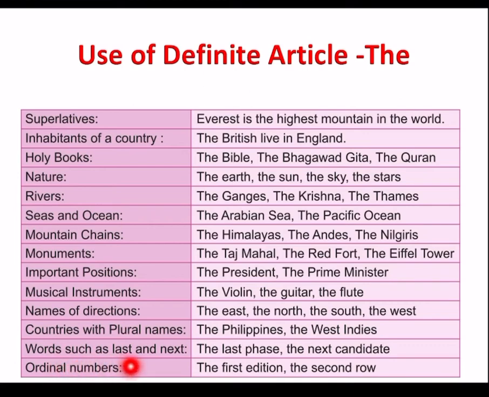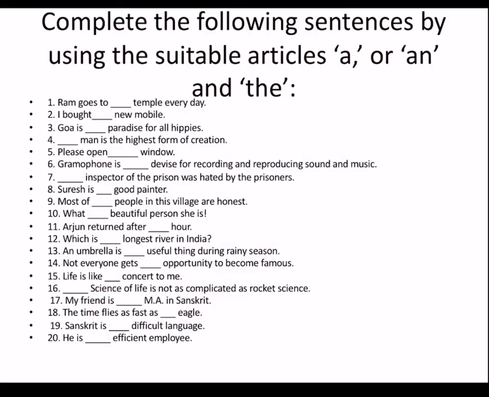Words such as the last and the last phase, the next candidate, use the in front of it. When you are talking about ordinal numbers, the first edition of the book, he was sitting in the second row, he was sitting in the last row, remember use the in such circumstances. Also when a sentence begins with a blank and you have to insert a, an or the there and you know the subject, remember you have to use the there.